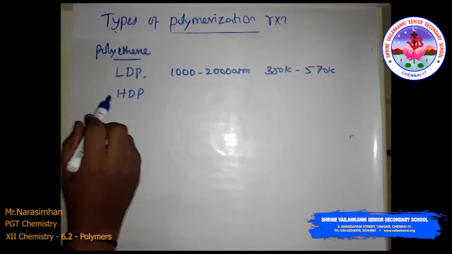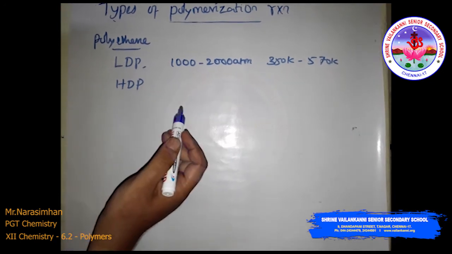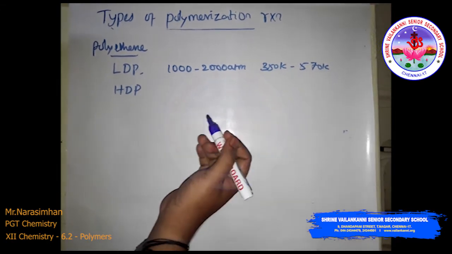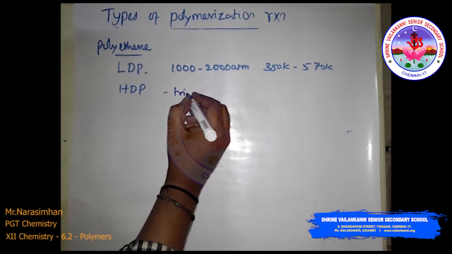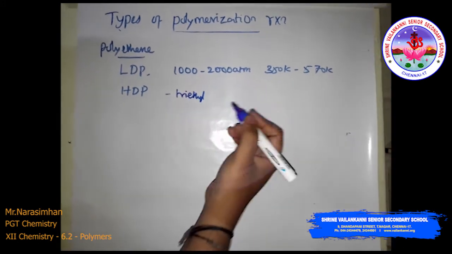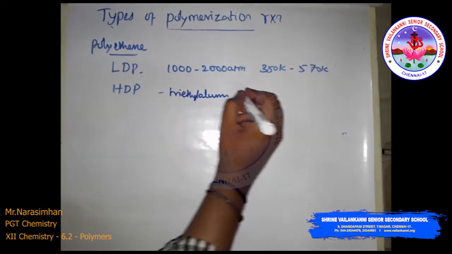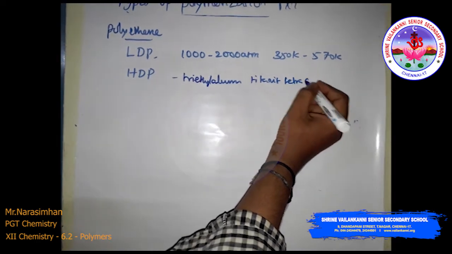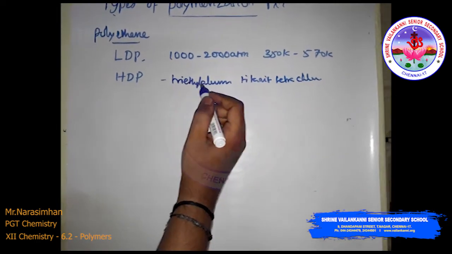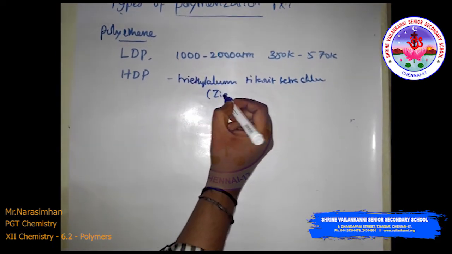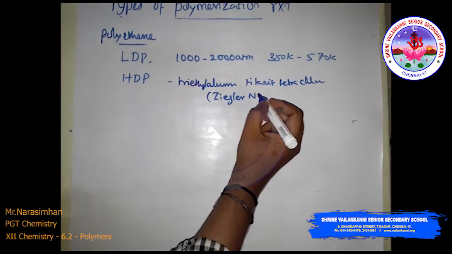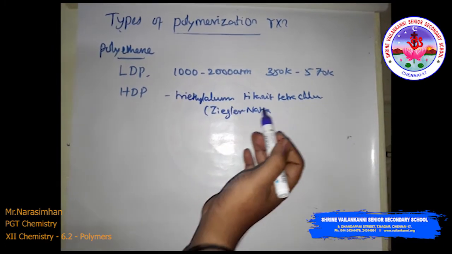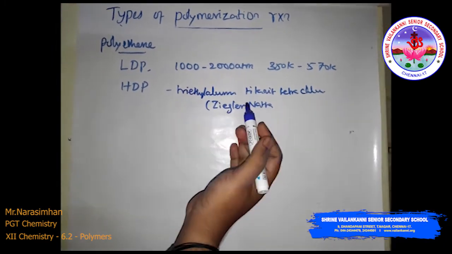Then the next polyethylene is high density polyethylene. High density polyethylene means that the addition polymerization of ethene takes place in a hydrocarbon solvent in the presence of a catalyst like triethyl aluminum and titanium tetrachloride. This combination is called the Ziegler-Natta catalyst. Ziegler-Natta catalyst means triethyl aluminum and titanium tetrachloride.